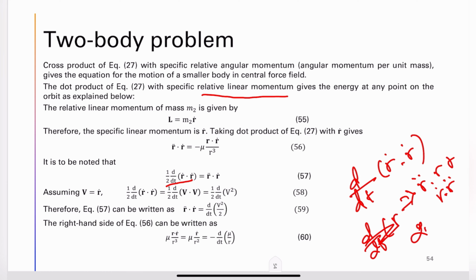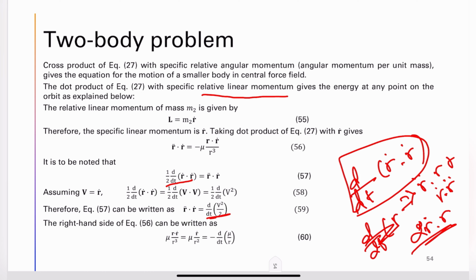So this is 2 times r double dot into r. So if I want to write it in terms of this, I have to make half d by dt into r dot, that is equal to r double dot r dot. Now I am assuming v is equal to r dot, which is nothing but the velocity of the position vector. So when I make it as v, I'll have half d by dt of v square. First we have taken the left hand side of the equation and we are writing it in this form.